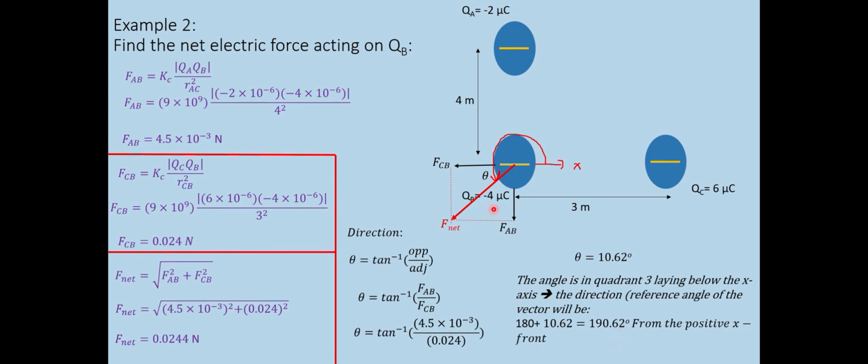Okay, what if I chose this angle? The opposite will be FCB, the adjacent will be FAB, the angle will be of a value of 79.38, and then the reference angle will be 270 minus this angle. It will give you the same answer, which is 190.62.